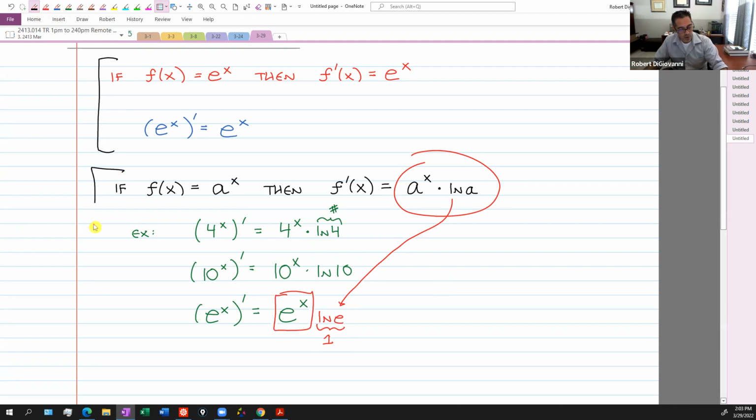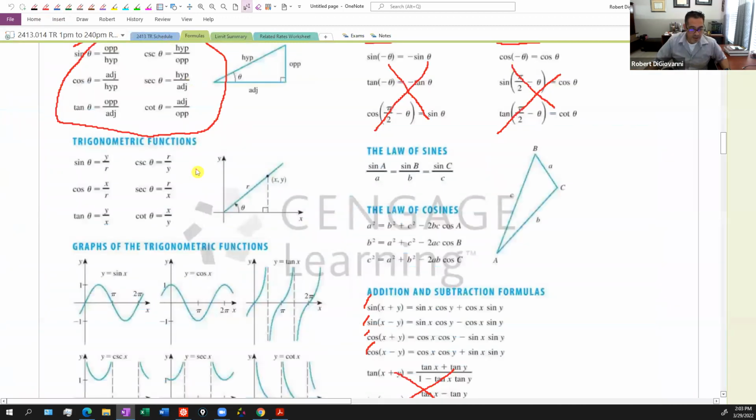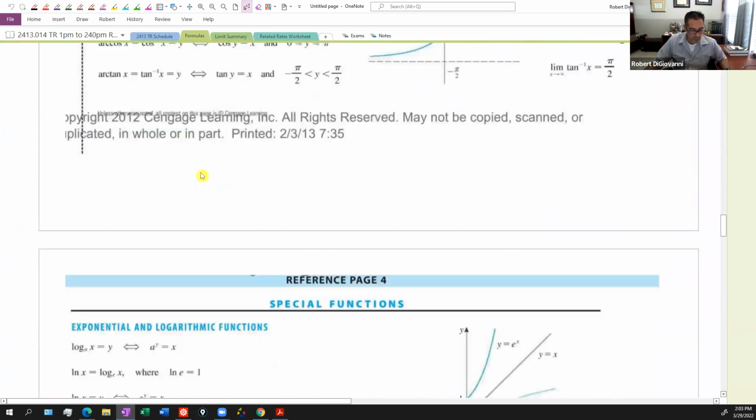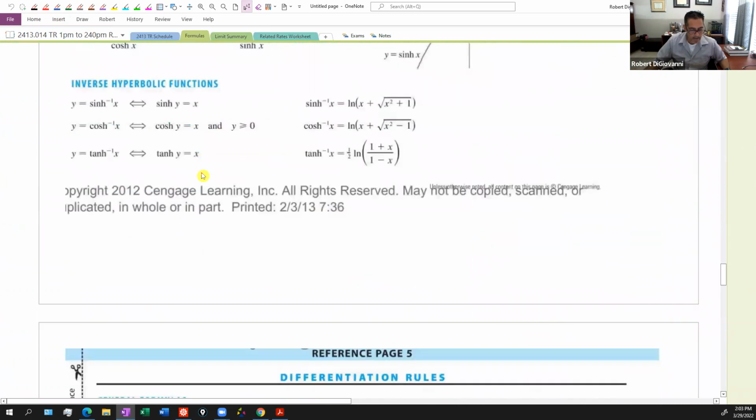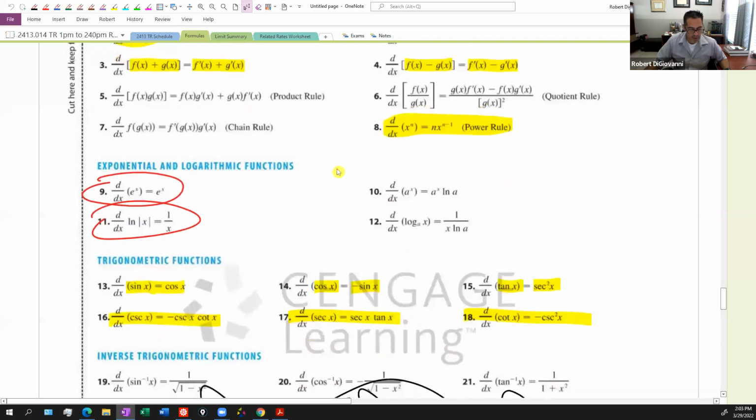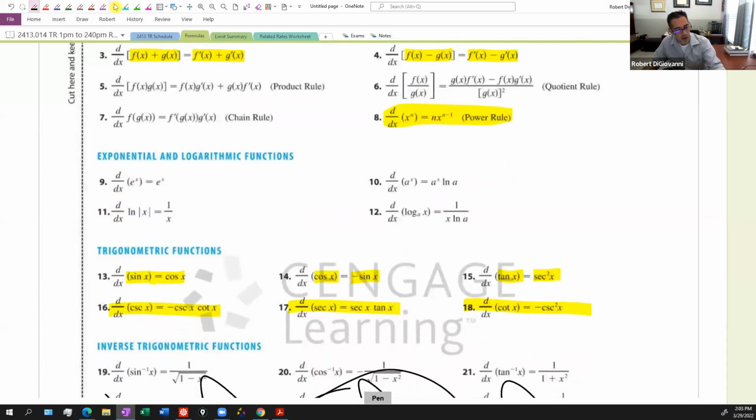Okay, very important rule. And these are in your notes, in your formula sheets. Here are the derivatives. I just did this. Derivative of e to the x is itself. Derivative of a to the x is a to the x natural log a.